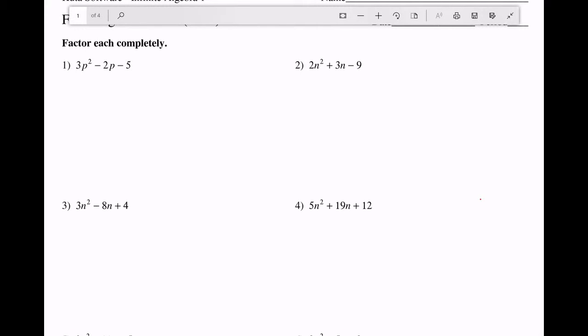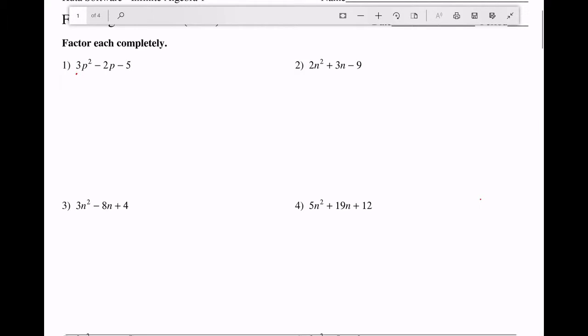All right, guys, so I'm just going to do this little tutorial on how we're going to factor trinomials when a is greater than 1. And so the very first thing when I see a trinomial is that I look at it: can I take out the greatest common factor?